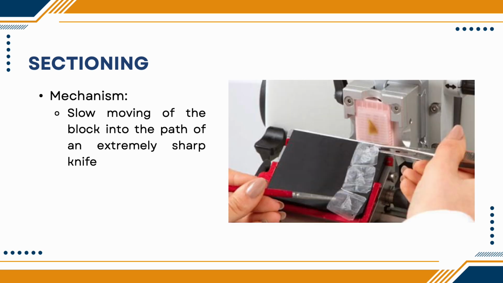The mechanism involved in sectioning requires the slow movement of the block into the path of an extremely sharp knife. In the case of a rotary microtome, the block moves toward the sharp edge of the knife. However, this is not the case in all other types of microtome. An example is the sliding microtome, wherein the exposed blade moves towards the tissue block. Again, in a rotary microtome, which is the one we use in our laboratory, it is the tissue block that comes into contact with the sharp surface of the knife.